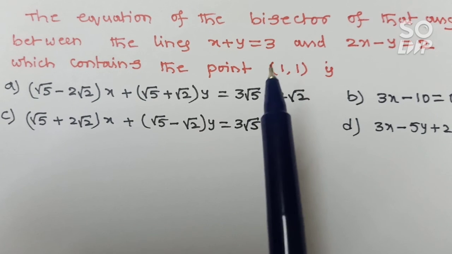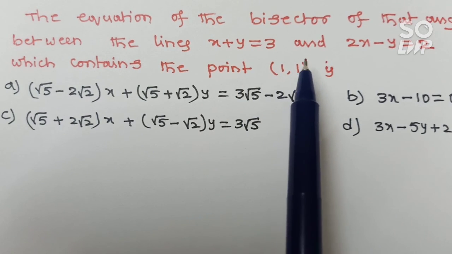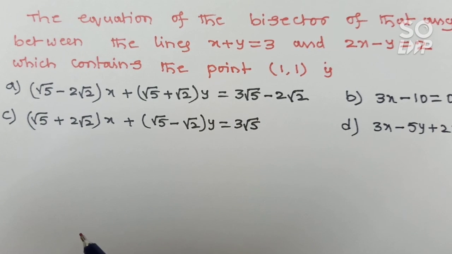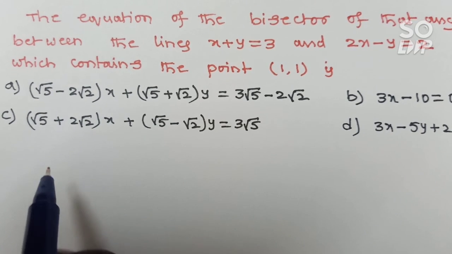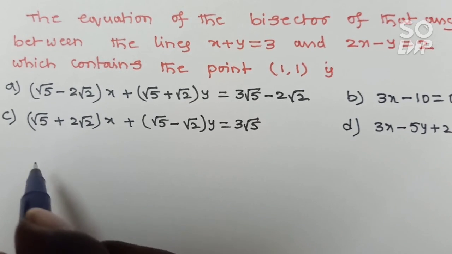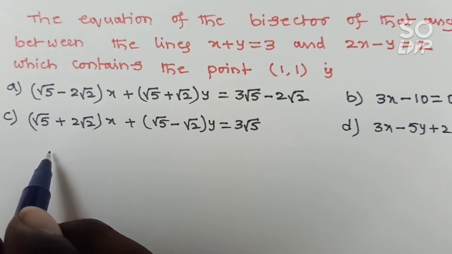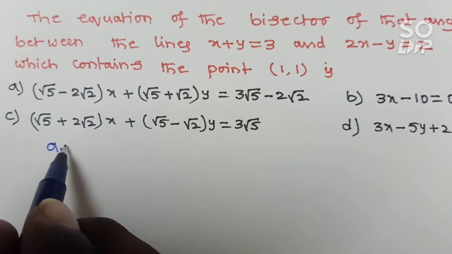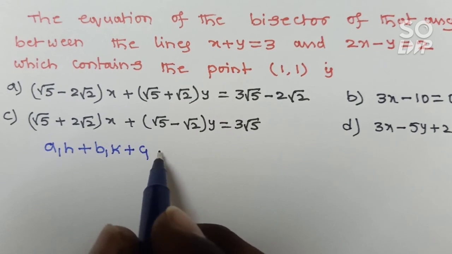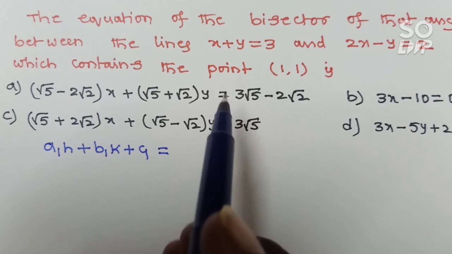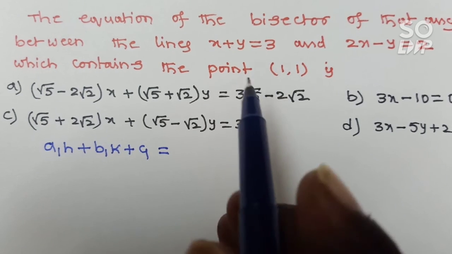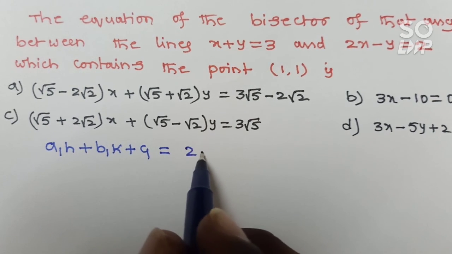To find the angular bisector equation, first we have to verify the conditions. What are those conditions? a1 h plus b1 k plus c1. Here you see what will be the solution of this problem. Let the first equation be a1 x plus b1 y plus c1. You have to verify this value by substituting the point into this one, that is equal to 2 minus 3.